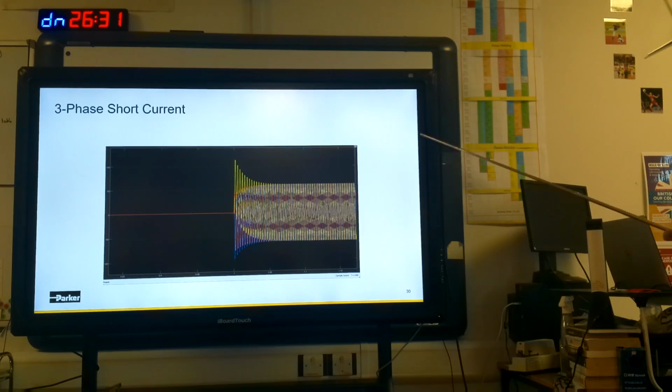There's one more thing to say about this. Three-phase short circuit currents generally are much higher than the rated current of your motor. Okay? Sometimes an awful lot higher. I mean, typically figures of 140%. We've seen some examples of almost like 200%, something like that.